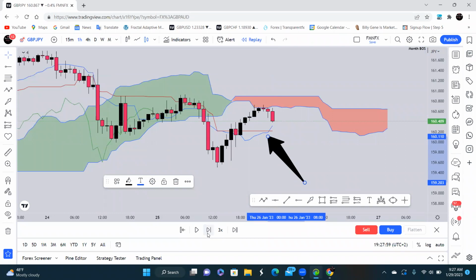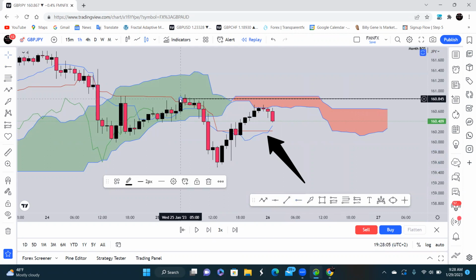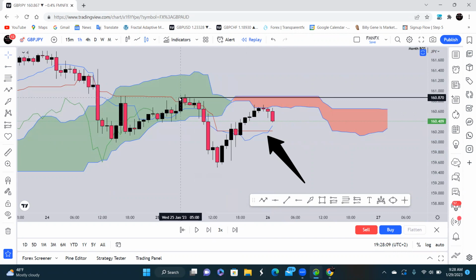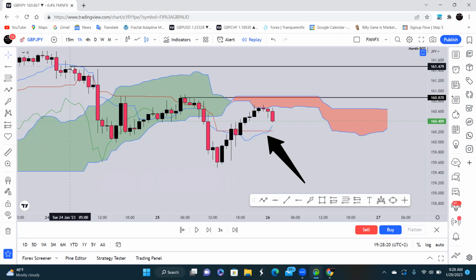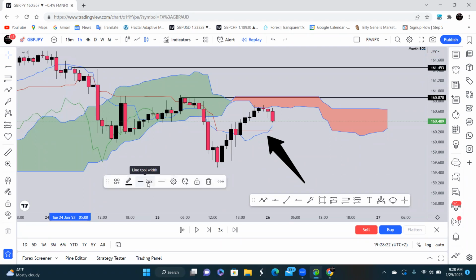Step two, we need a break of structure. Where's structure? Right here. This is a swing high. We need price to break that. Get your target. Whatever your target is, can be here. This swing high could be a target. Doesn't matter.